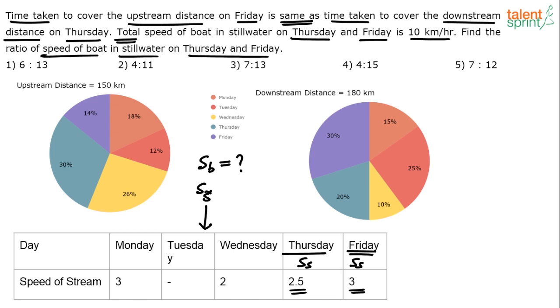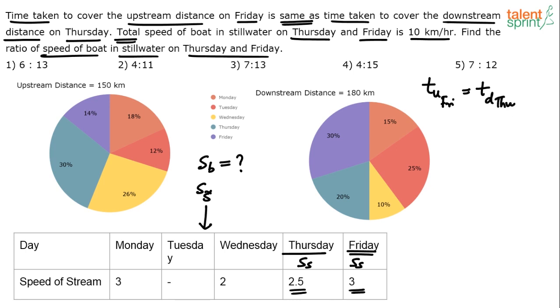So the speed of the boat on Thursday plus Friday is 10. We have to find out the ratio of the speeds on Thursday and Friday. And one very important point given to us is the time taken to cover the upstream distance on Friday is the same as the time taken to cover the downstream distance on Thursday. So let me explain the solution to you all, right? The time taken to cover the upstream distance on Friday is equal to the time taken to cover the downstream distance on Thursday.